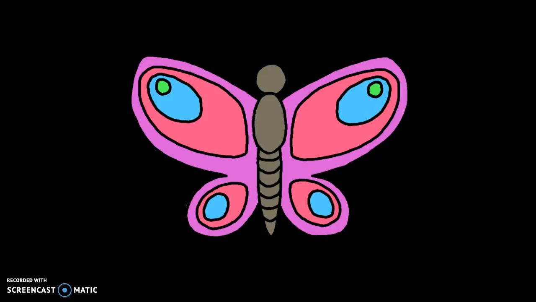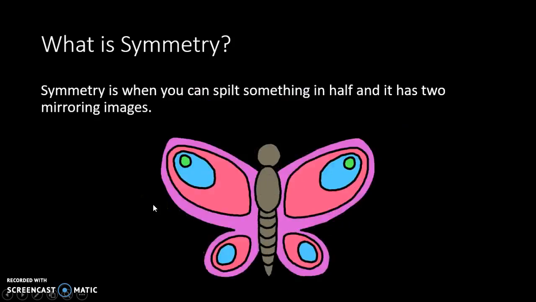There's something very interesting about this butterfly. This butterfly has what is called symmetry. What is symmetry? Symmetry is when you can split something in half and it has two mirroring images. So let's take a look at this butterfly again.